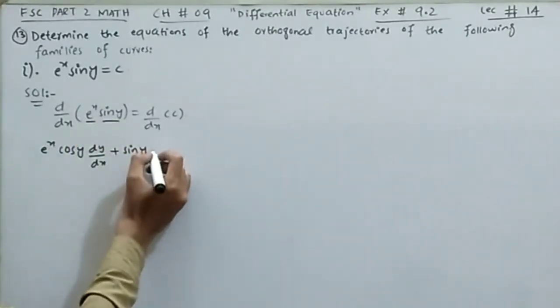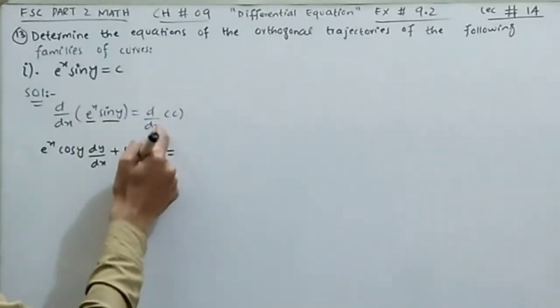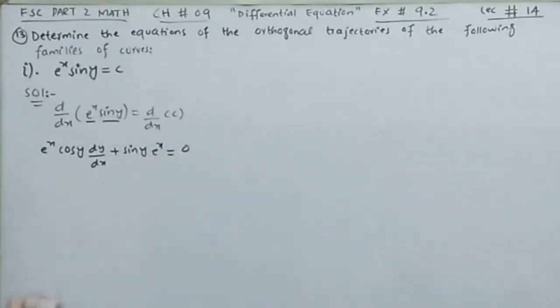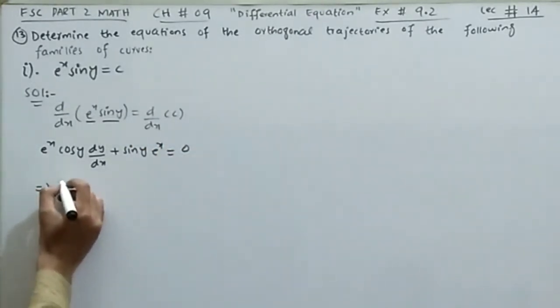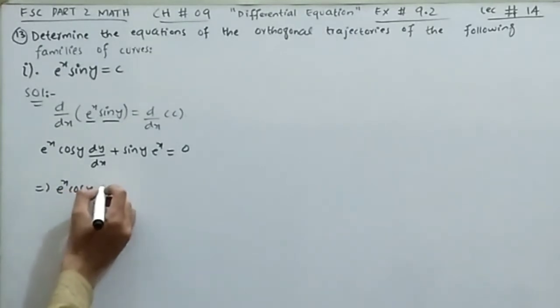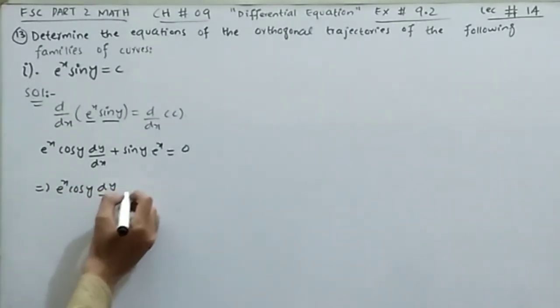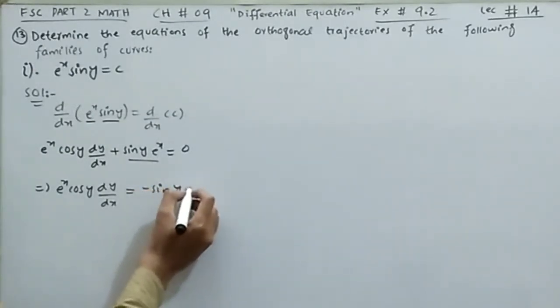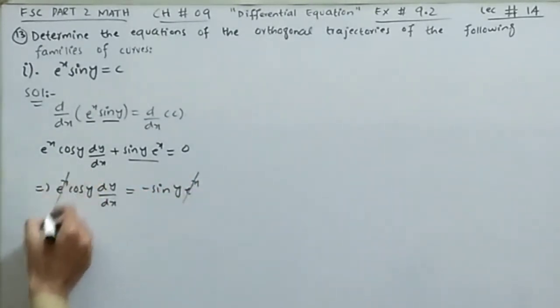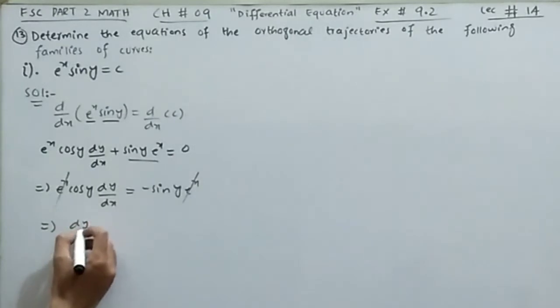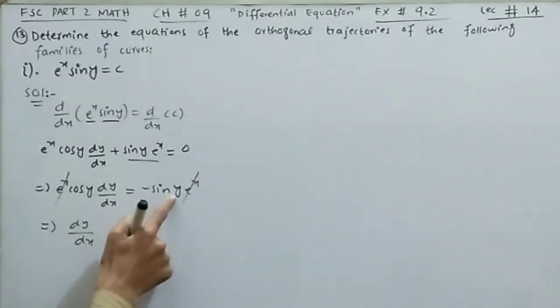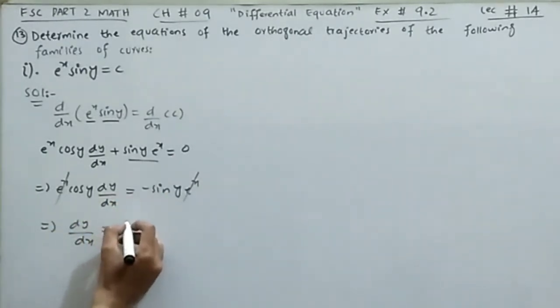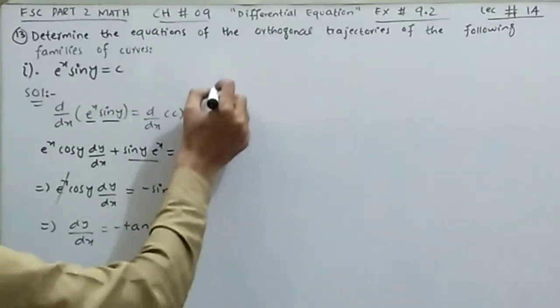times the derivative of the first function e power x, which is e power x, is equal to the derivative of a constant c, which is 0. Further it becomes e power x cos of y dy by dx. Shift this to the right hand side, it becomes negative sine of y times e power x. E power x cancels with e power x. So dy by dx will be minus sine y over cos y, which gives us minus tangent y.